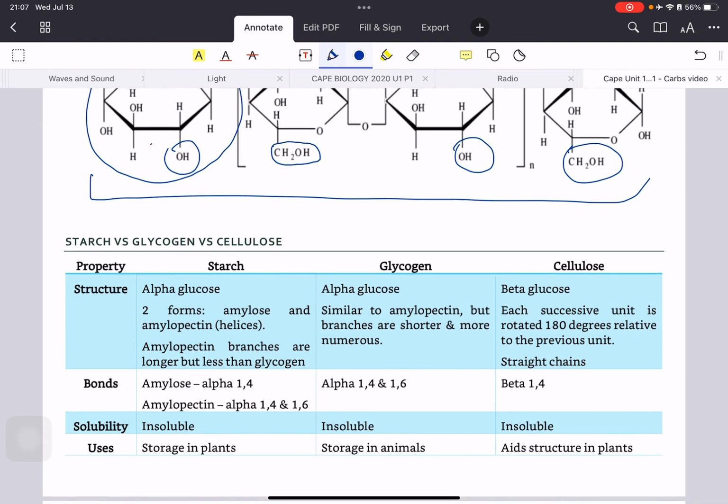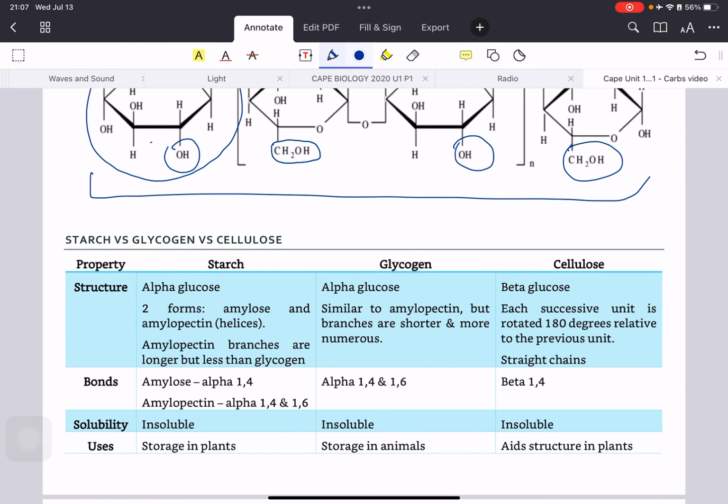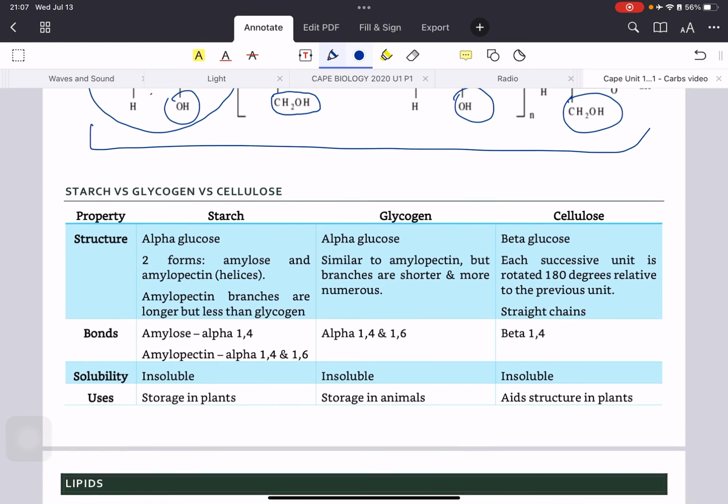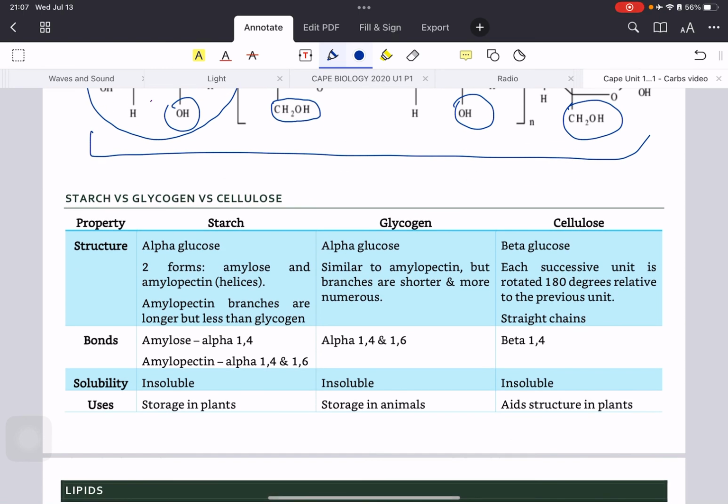And finally, I have this table here that shows starch versus glycogen versus cellulose. It is basically a summary of what we just discussed. In our next class, in the next video, we'll discuss lipids and proteins and so on.